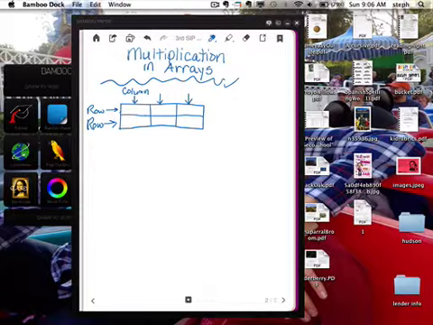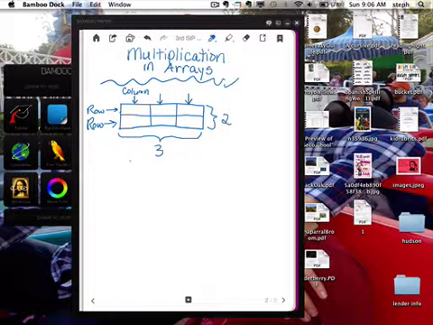And so if we look at this one, we have 3 going across and 2 going down. So right here, I'm going to put 2 because I know that it's 2 going down, and right here I'm going to put 3 because I know it's 3 boxes across.